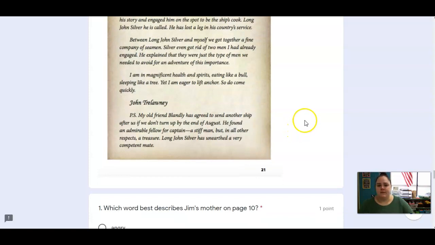Between Long John Silver and myself, we got together a fine company of seamen. Silver even got rid of two men I had already engaged. He explained that they were the type of men we needed to avoid for an adventure of this importance. I am in magnificent health and spirits, eating like a bull, sleeping like a tree, yet I am eager to lift anchor. So do come quickly.